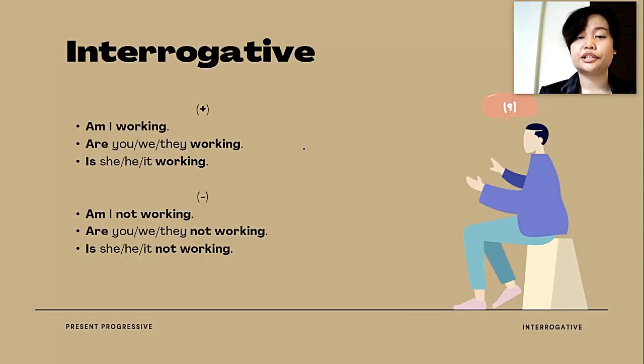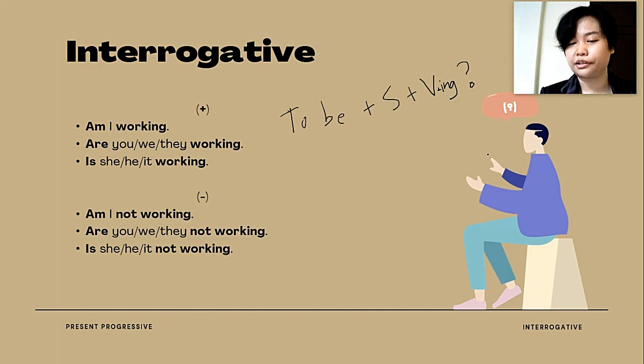Moving on to the interrogative form. The formula is you put the to be at the beginning of the sentence plus the subject and plus the participle form of the verb. And don't forget the question mark. All right?